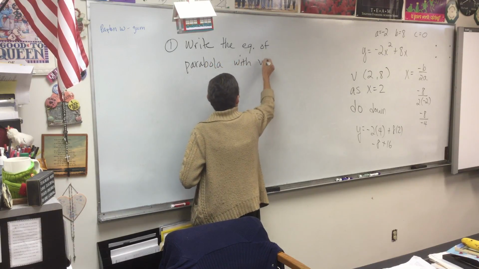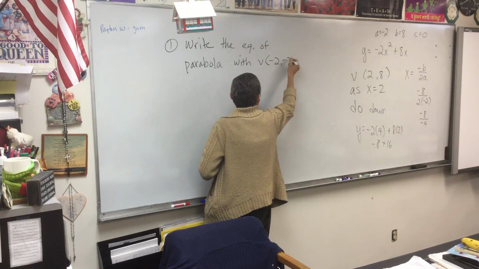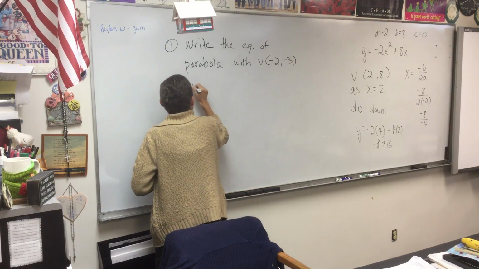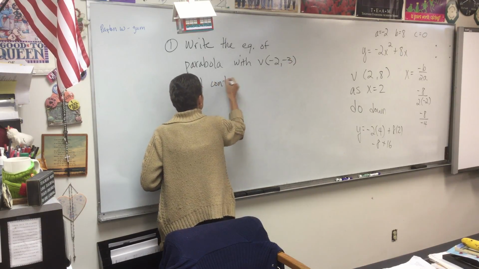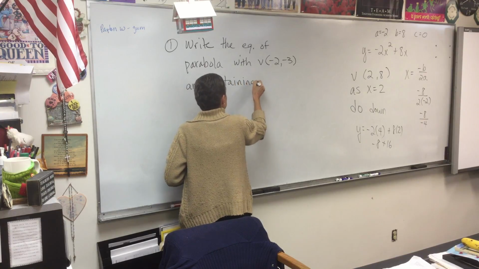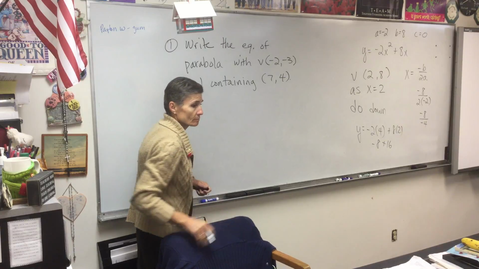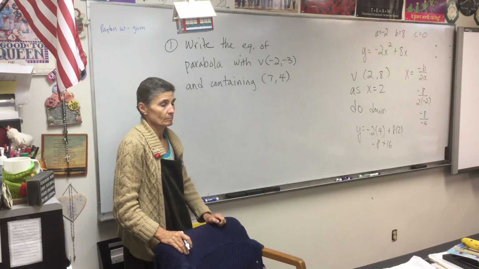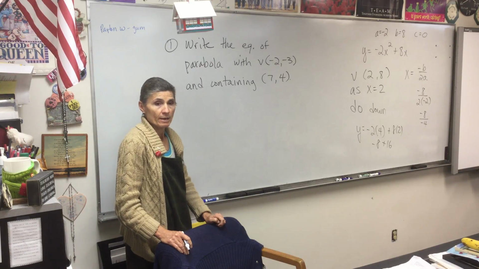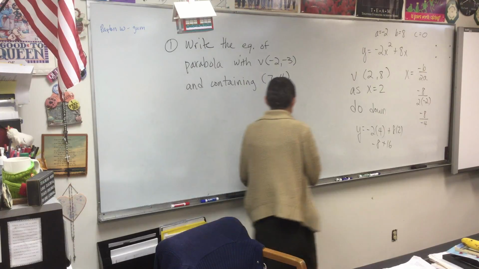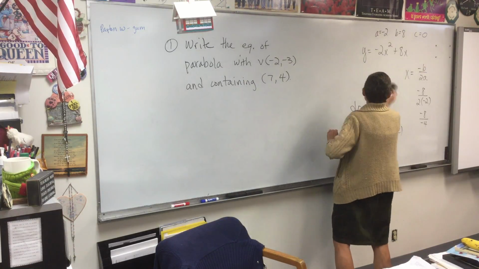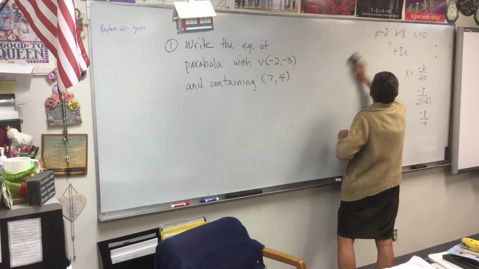with vertex (-2, -3), and containing (7, 4). All right, now leave some space. Here's question number 2.